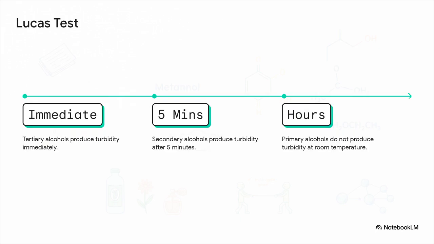Now, we can use chemical reactivity to physically identify molecules in the lab, and we do this using the Lucas test. We take Lucas reagent, which is concentrated HCl and zinc chloride, to see how fast an alcohol forms an insoluble alkyl halide, creating a cloudy, turbid solution. Think of it like a stopwatch. Tertiary alcohols form halides so easily they turn turbid instantly, at 0 seconds. Secondary alcohols take about 5 minutes, and primary alcohols, they produce 0 turbidity at room temperature.